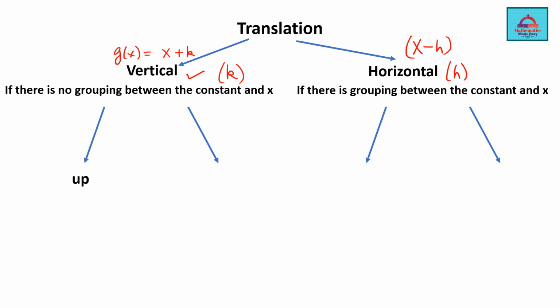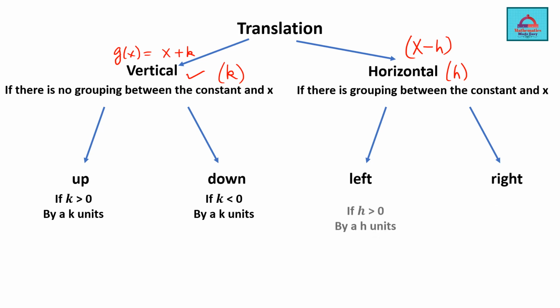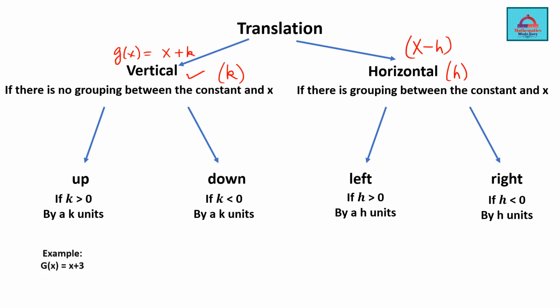Now, if k is positive, it is going to move up. If k is negative, it is going to move down by k units. If h is positive, it is going to move to the right by h units. And if h is negative, it is going to move left by h units. So here you need to change the sign. This is less than 0. This is more than 0. It is positive. Okay. So this is a summary of the two types of translations.